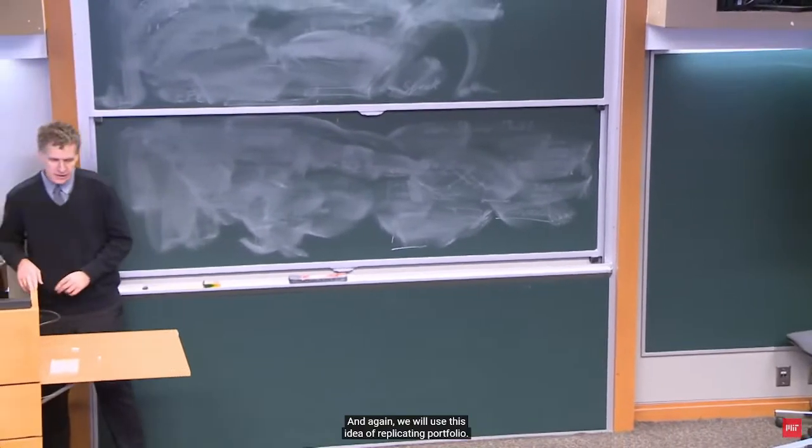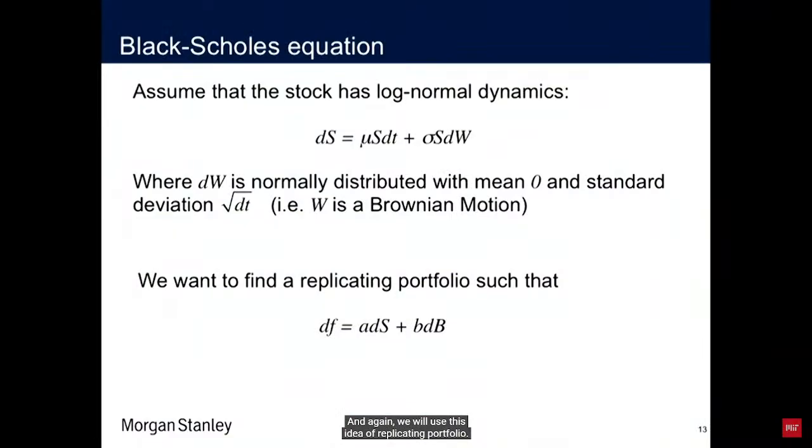And again, we will use this idea of a replicating portfolio. What would it mean in this case? Well, we would like to find such coefficients a and b on this infinitely small period of time dt, such that by combining small changes in stock with coefficient a and small changes in bond with coefficient b, we will exactly replicate the change in the derivative, not the payout, but the change of the derivative over this infinitely small time dt.